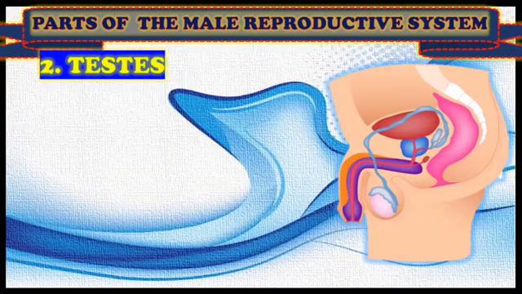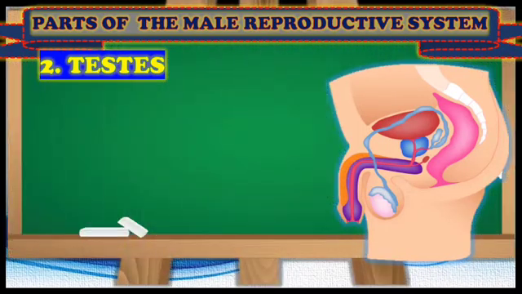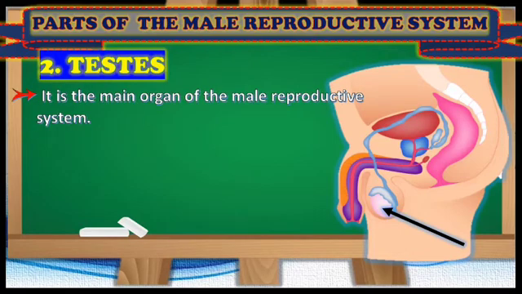Okay, next part is what you call the testes. And this is the testes. So, yan yung testes. Okay, why testes? Kasi dalawa, pero pag isa, it is testis. So, it is the main organ of the male reproductive system. Take note of that, the main organ.